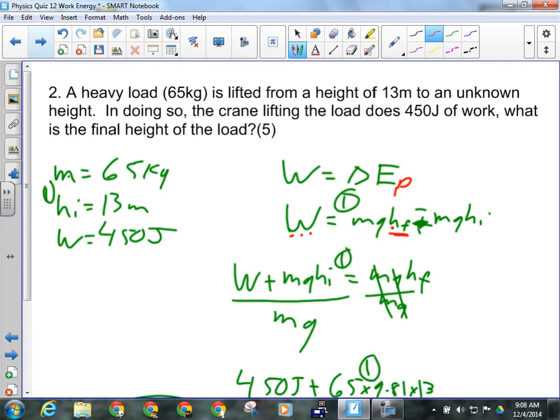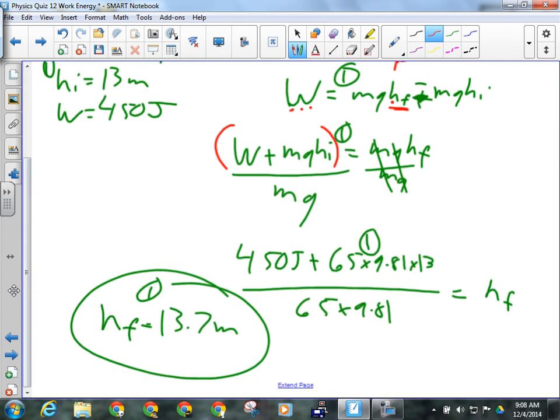Note here, mg and mg do not cancel. Okay, this has to be done before that. Okay, everybody with me there? All right, so give them a mark if they had the manipulation as well. A mark for plugging in the numbers. 450 joules plus 65 times 9.81 times 13, okay, divided by 65 times 9.81. Okay, give them a mark for that. And our final answer should be 13.7 meters.